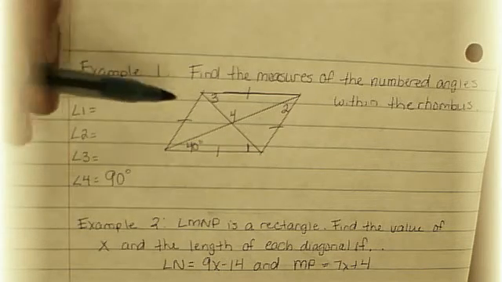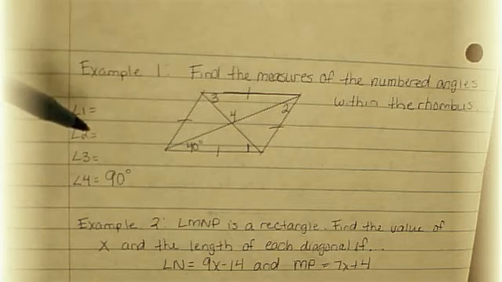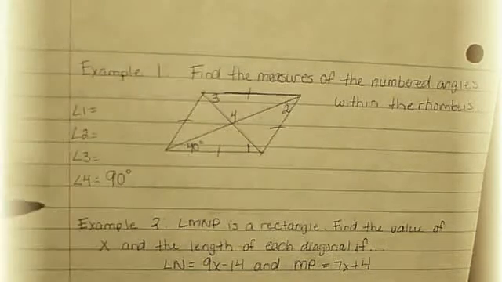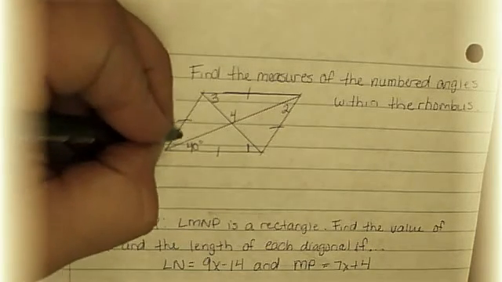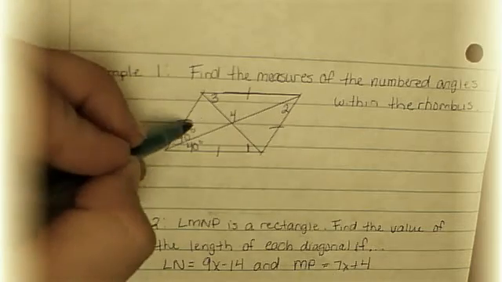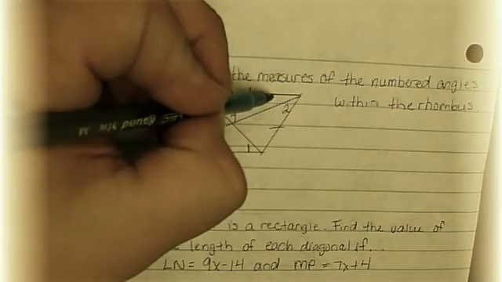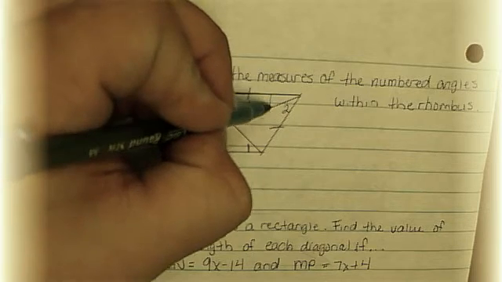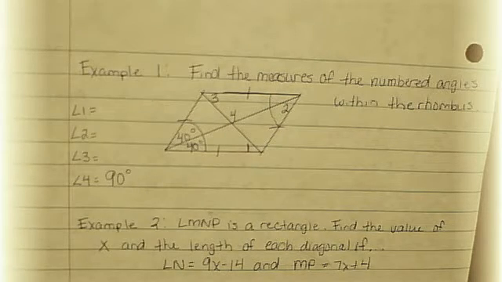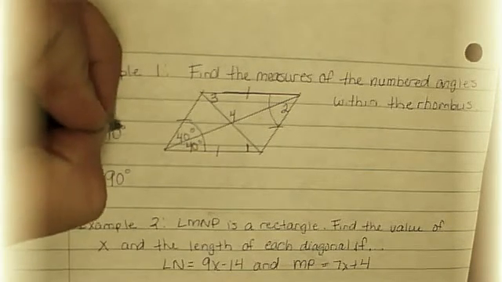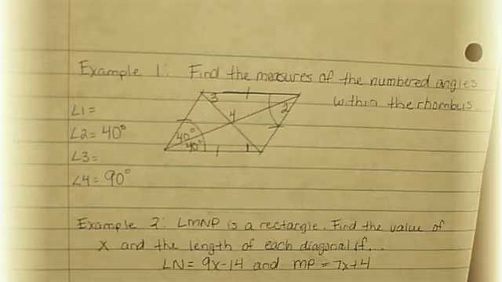We also learned that opposite angles are congruent to one another and that the diagonals bisect each angle. So if this is a 40-degree angle here, that means that this would be 40 degrees and this entire angle here would be 80. Which means that if opposite angles are congruent, then this angle would also be 80 degrees. So if I want to find the measurement of angle 2 here, that would be half of that 80 degrees, which would be 40 degrees.